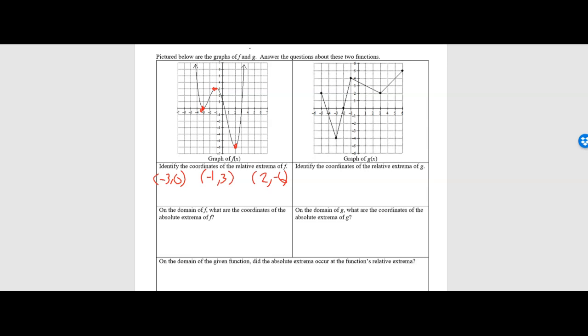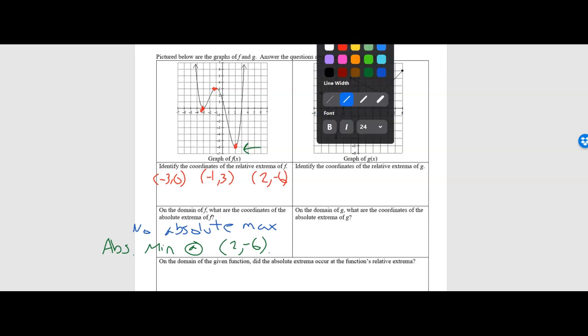Then it says on the domain of f, what are the coordinates of the absolute extrema? Well, there is no absolute maximum, because the function continues upwards to infinity as the x values get more negative and the x values get more positive. So there is no absolute max. But there is an absolute minimum value, and that's going to be this value right here. Absolute min at 2, -6.